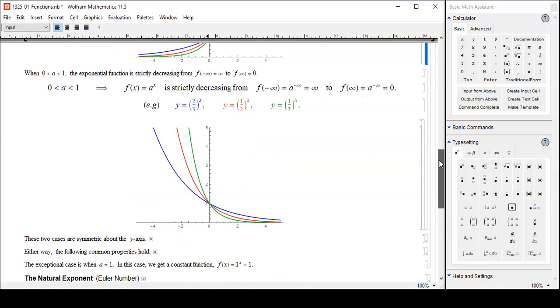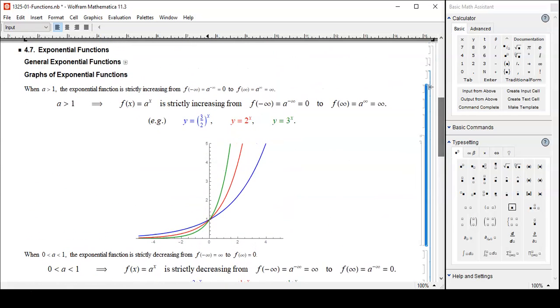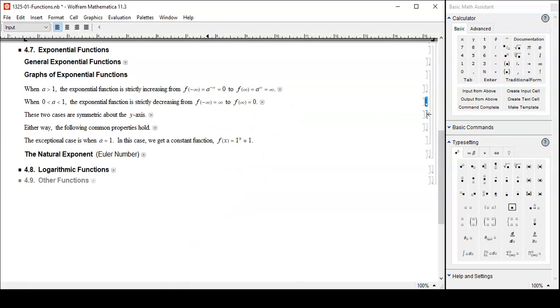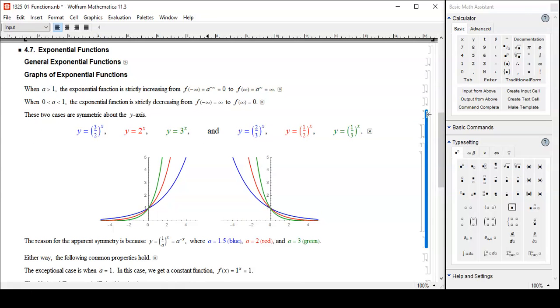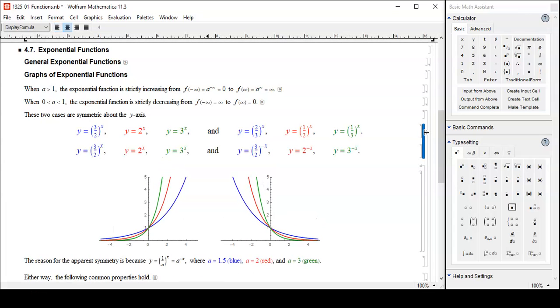But do you see any pattern here? Looks like they are symmetric, and indeed they are. Why are they symmetric? Well, look at the bases. Take the reciprocal. You see, 2/3 becomes 3 halves, 1/2 becomes 2, 1/3 becomes 3, and vice versa. Or we can rewrite like these: same base with negative x powers. And x becoming negative x, what is it? That's a reflection with respect to the y-axis, and that's precisely what we are looking at here.